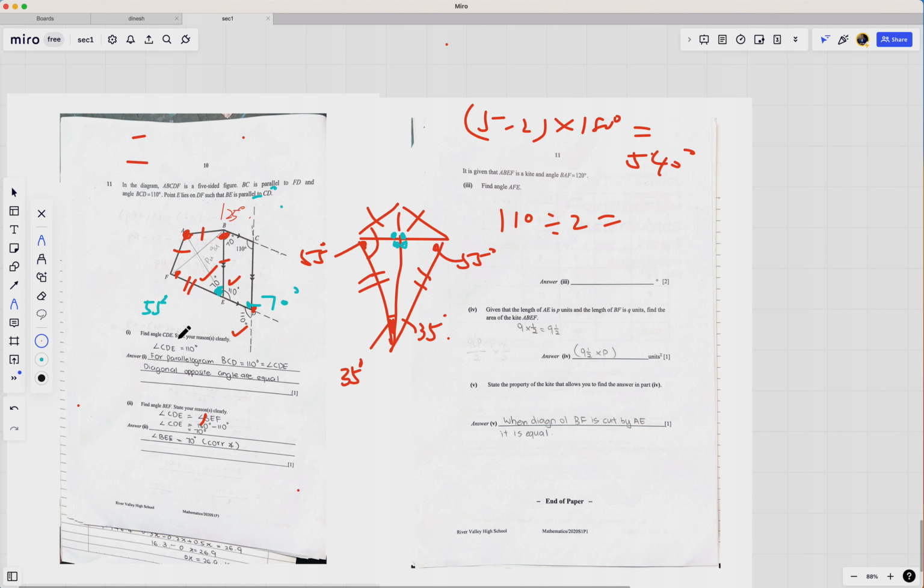Okay, let me read the question. Okay, the 5-sided figure is done. BC is parallel to FD. Okay, done. I know how to do it. Please continue. Then angle BCD, which is 110. You can probably copy it down. Point E is such that BE is parallel to CD. There's nothing more. Also don't know how the kite will help, except that they want the angle AFE.